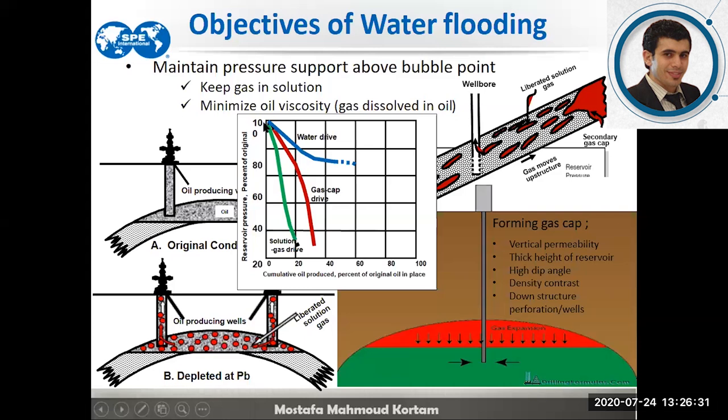Firstly, the amount of recoverable oil is a maximum of 20%, while with the gas cap, if we succeed in forming a secondary gas cap, we would get a slightly higher recoverable reserve, about 30%. Of course, the water drive would imply a much higher, much more significant amount of recoverable oil over the gas drive or the solution gas drive.